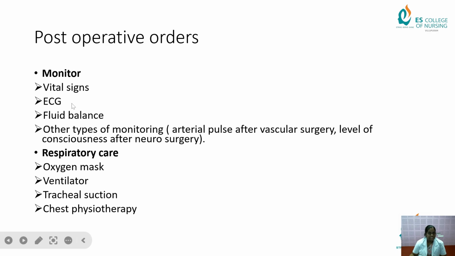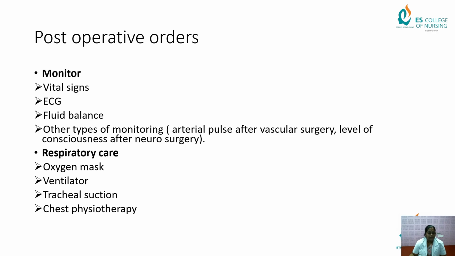Next, ECG, because the patient is more prone to get arrhythmia due to the anesthesia drugs. Fluid balance: with some drugs the patient is prone to electrolyte imbalance such as hyperglycemia or hypernatremia. Other types of monitoring are mainly arterial pulse after vascular surgeries, and level of consciousness after neurosurgical patients. Next, respiratory care.